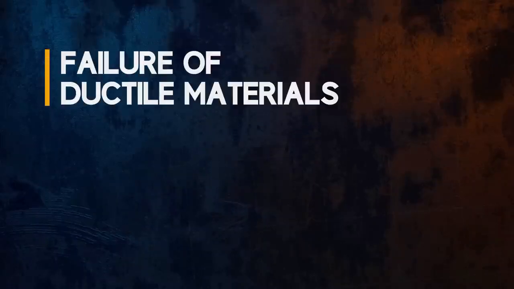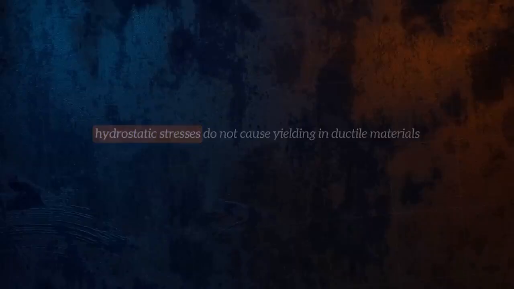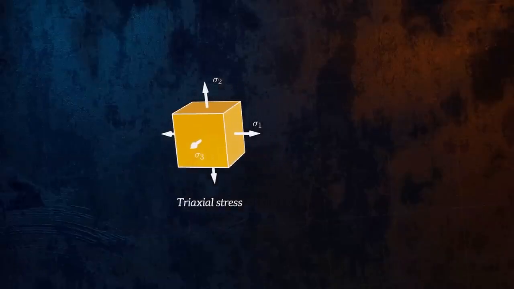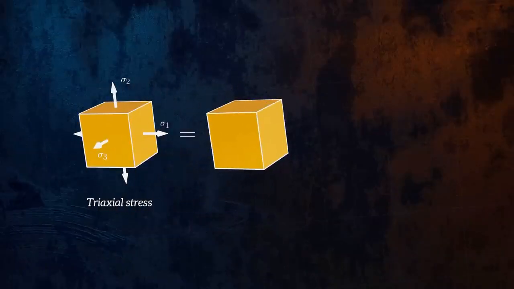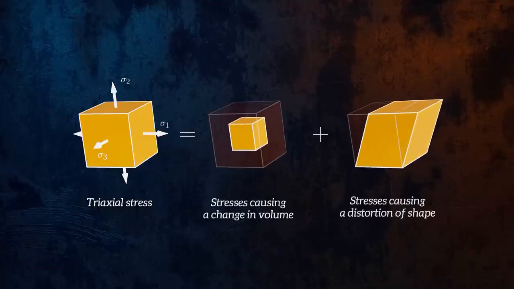Any good failure theory needs to be consistent with experimental observations we can make about how materials fail. There is one key observation that failure theories for ductile materials need to capture, which is the fact that hydrostatic stresses do not cause yielding in ductile materials. Let me explain. A general triaxial stress state, like the one shown here, can be decomposed into stresses which cause a change in volume and stresses which cause shape distortion.